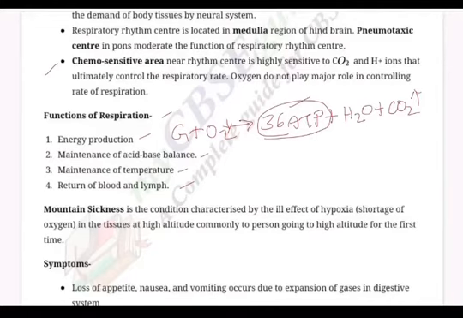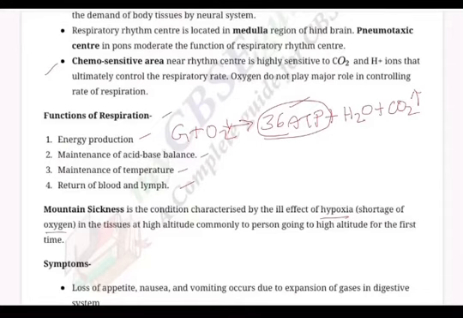And then there is something called mountain sickness. It is a condition characterized by the ill effect of hypoxia, shortage of oxygen. Nowadays you must be hearing this, hypoxia. Of course, the government has made it compulsory that all of us should wear masks because of COVID-19, but you should not wear them continuously. Continuous wearing of masks will result in hypoxia, shortage of oxygen. So when you are alone, in an open place where there is no crowd, you can remove the mask and take in a lot of oxygen.